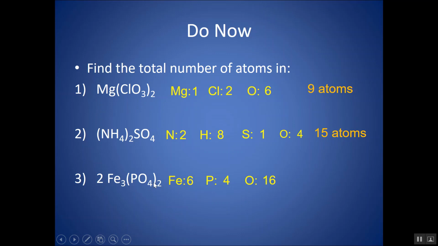4 times 2 times 2, I get 16. And if I add them all up, I get 26 atoms. With this coefficient in front, if you'd rather, you could have done 3 phosphorus plus 3 irons plus 2 phosphorus plus 8 oxygens, and then multiply that whole number by 2, and you'd also arrive at 26 atoms. Again, this coefficient in front is something we're going to look at more in the next chapter. In this chapter, when we get something called formula mass, we're only going to be looking at subscripts here.